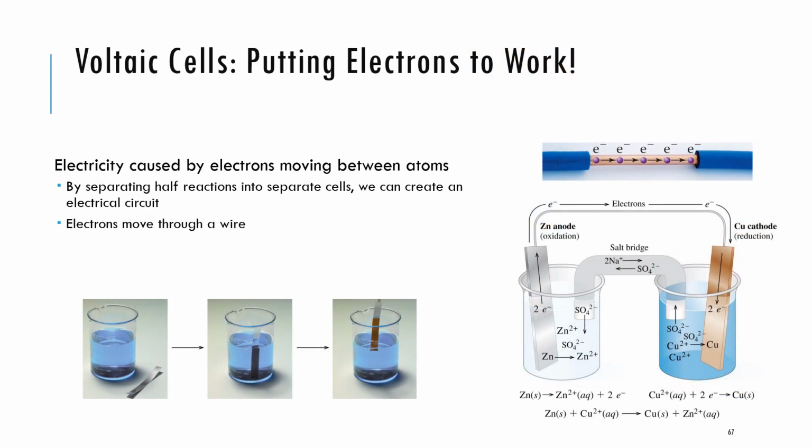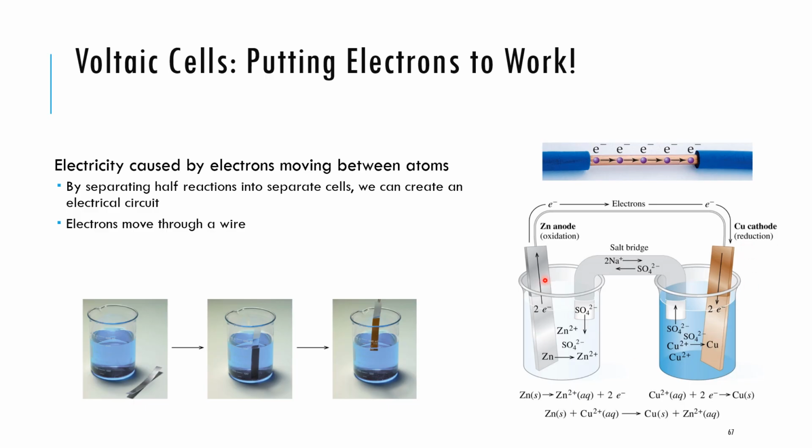Electricity is simply the movement of electrons. When the two half reactions are physically separated into different cells, we can connect them with a wire, allowing electrons to travel and create an electrical circuit. For example, zinc spontaneously reacts with copper 2+ ions. An electrochemical cell can be created by connecting a zinc strip and a copper strip with a wire. Placing each strip in a solution of their respective ions, zinc 2+ and copper 2+, like zinc sulfate and copper 2 sulfate, electrons flow from the zinc anode to the copper cathode.